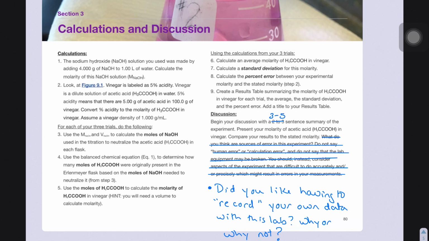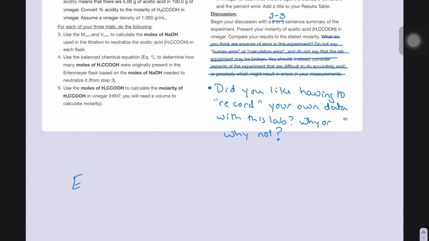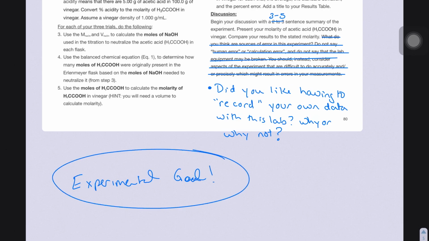And then instead of answering these other questions, just let me know if you liked having to record your own data, meaning did you like having to read the burette on your own in the video with this particular lab, which is a little different than what I did with the last 2 labs. And just let me know if you liked it, why you liked it, and if you didn't like it, why you didn't like it, just to give me that feedback. That would be great. And don't forget, at the beginning of your lab, you should have someplace the experimental goal. So just remember that that has to be there.